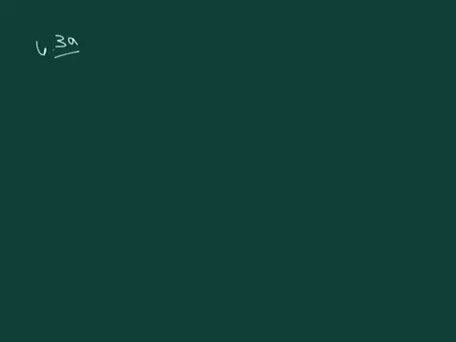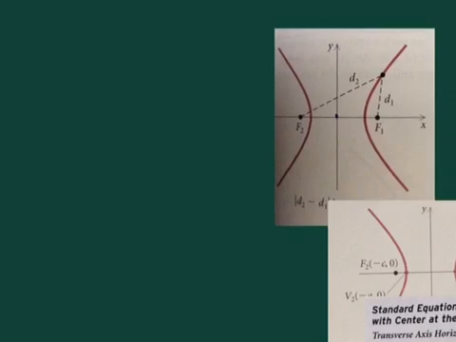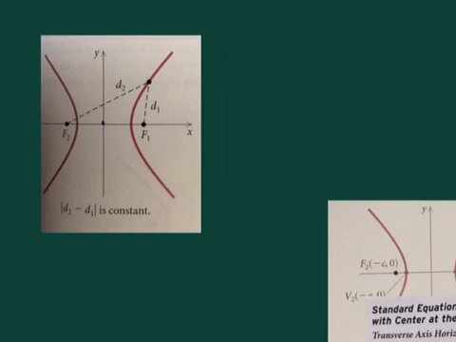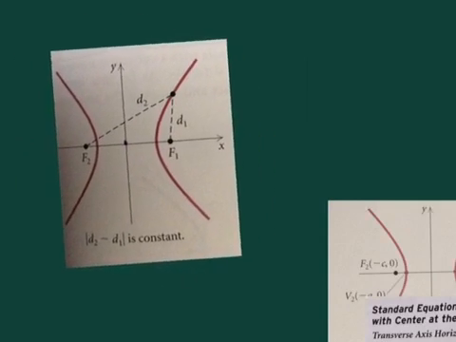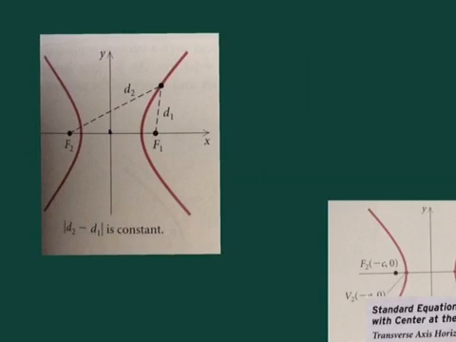So this is lesson 6.3a in college algebra, and we're going to touch on the hyperbola. From the picture that you see here, this is a horizontal hyperbola, and if we took this and flipped it this way, it would be a vertical one. But let's go ahead and leave it horizontal there, and we've got a couple things to go over here.